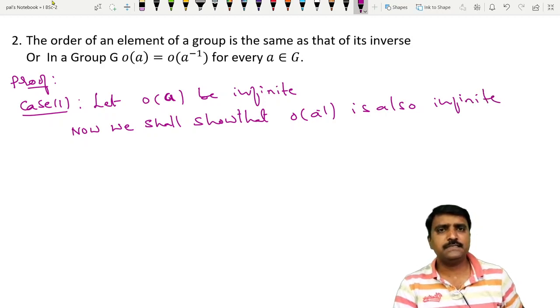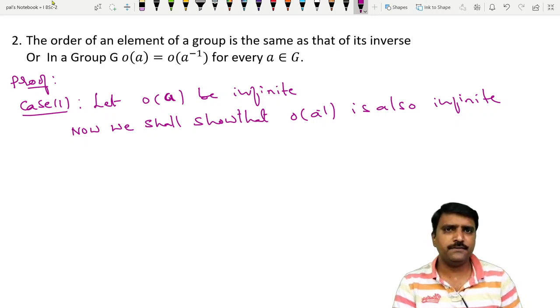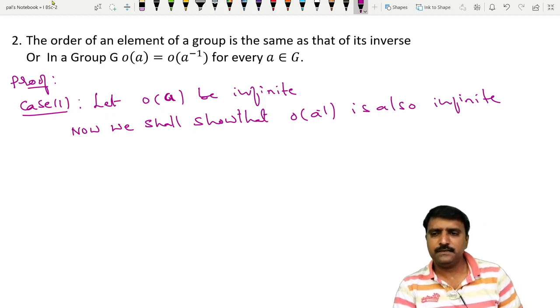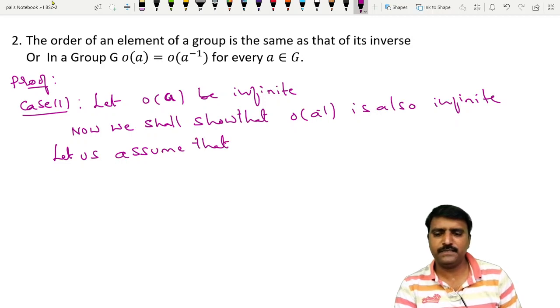To prove this, we just assume that the order of A inverse is finite. Then what happens? Now we have to prove the order of A inverse is infinity, but for that, let us take the order of A inverse as finite, and see what results we get. Based on that you conclude your results. It is just an assumption. Let us assume that the order of A inverse is finite. Finite means it should be a finite number.